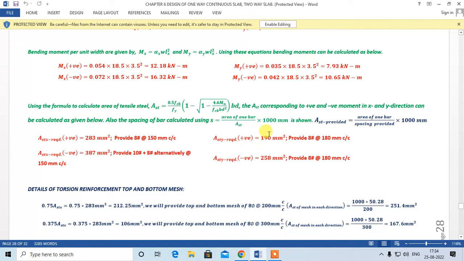This is AST required. Once you finalize the spacing, you will get AST provided. So you can find AST provided.